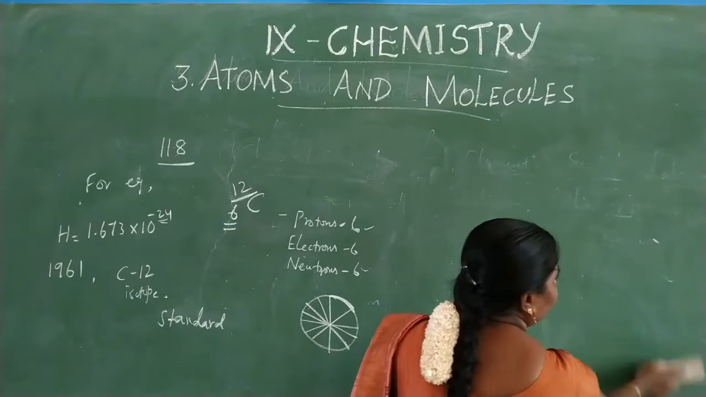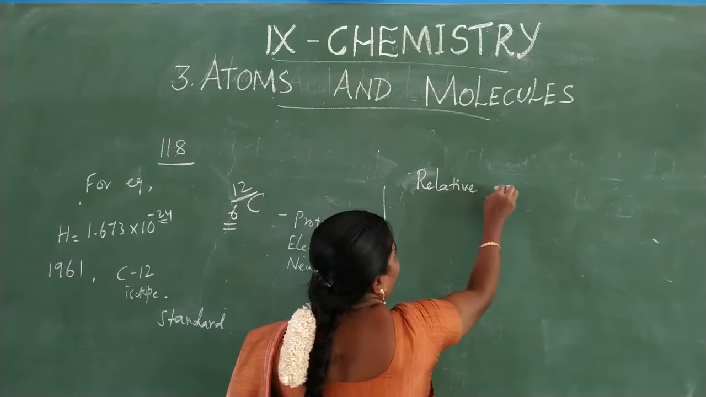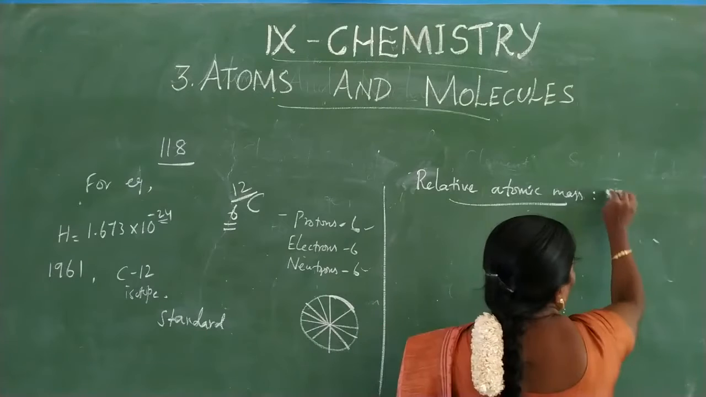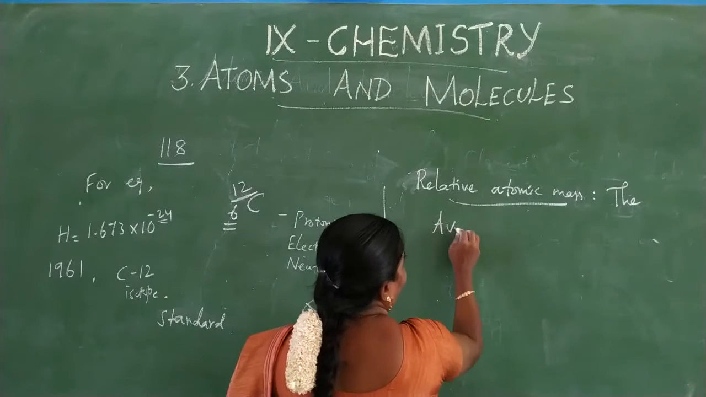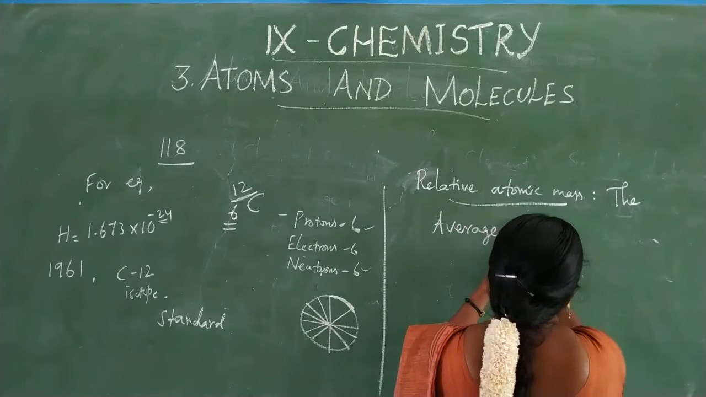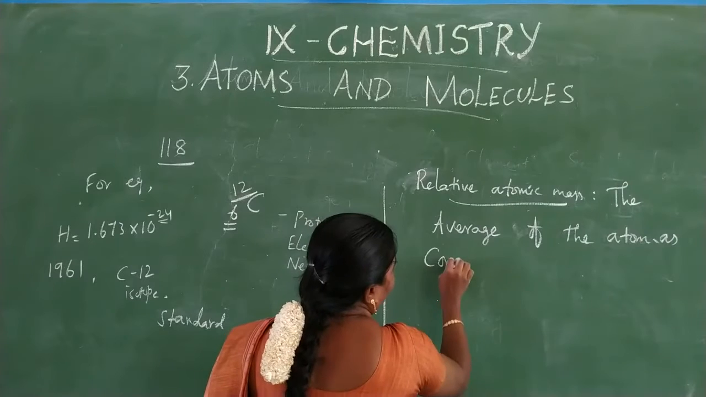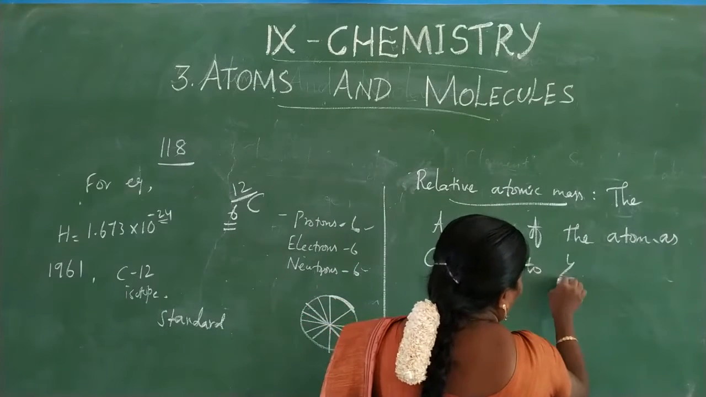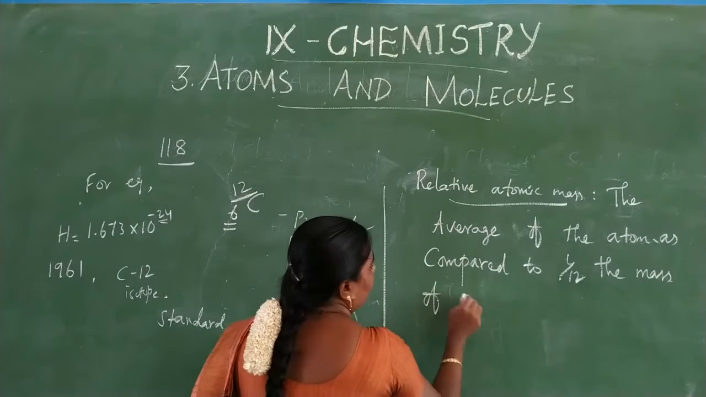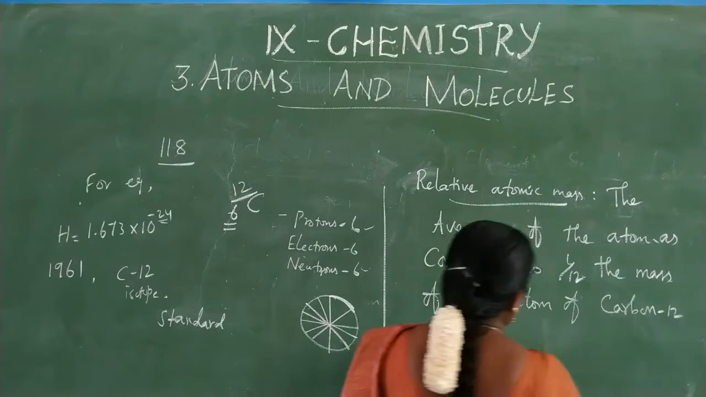with the help of this carbon, we can write the relative atomic mass. Do you know what relative atomic mass is? It is nothing but the average mass of the atom as compared to 1/12 of the mass of one atom of carbon 12.